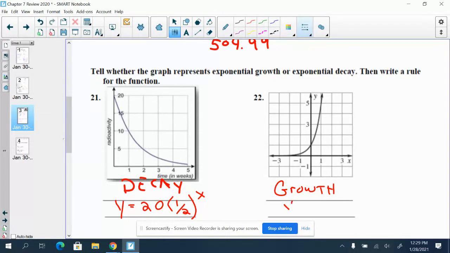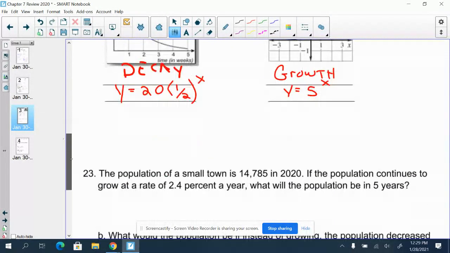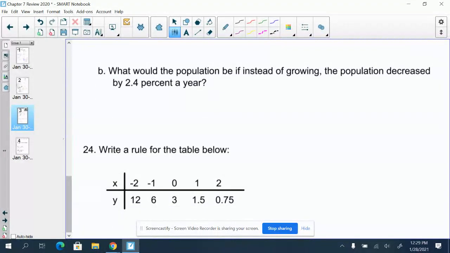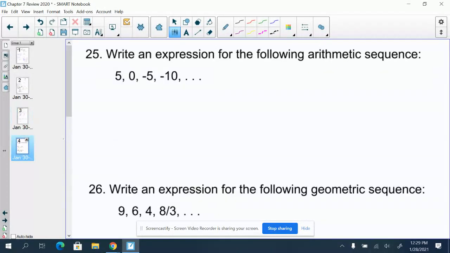And here is y equals 5x. Now you said you don't have this one? We have 23 or 24. You don't have 23 or 24? No. That's good. Did you have this one? Nope. I only went up to 22. So there you go.